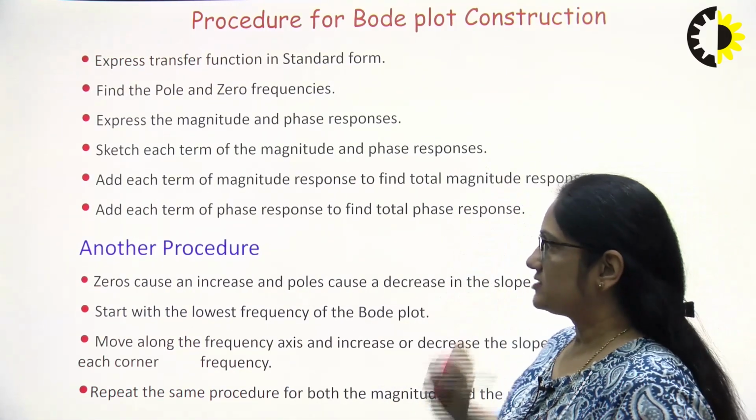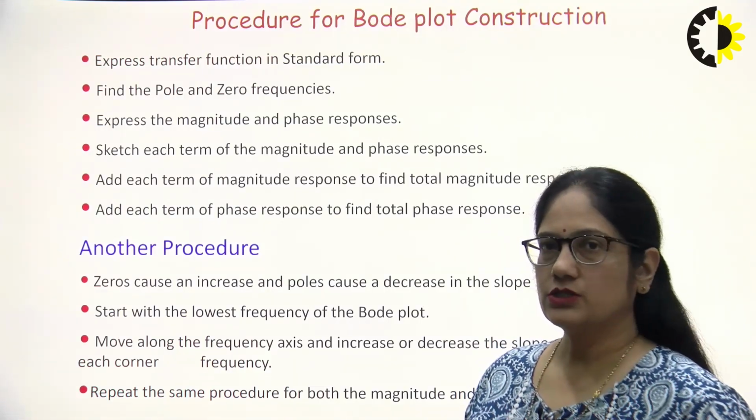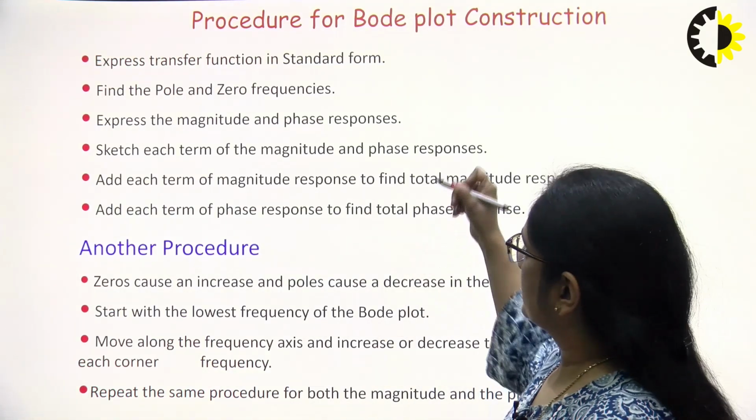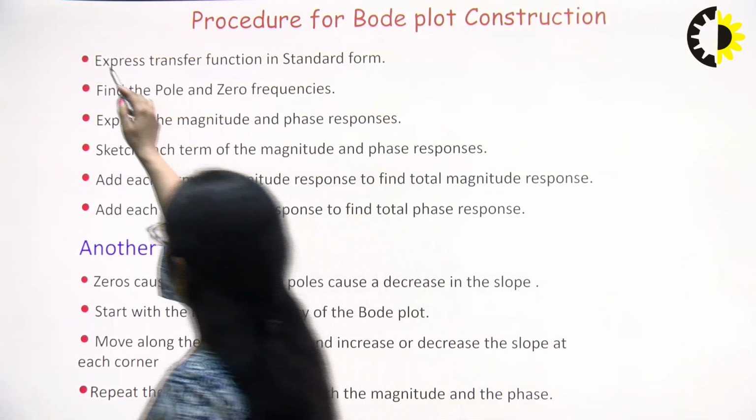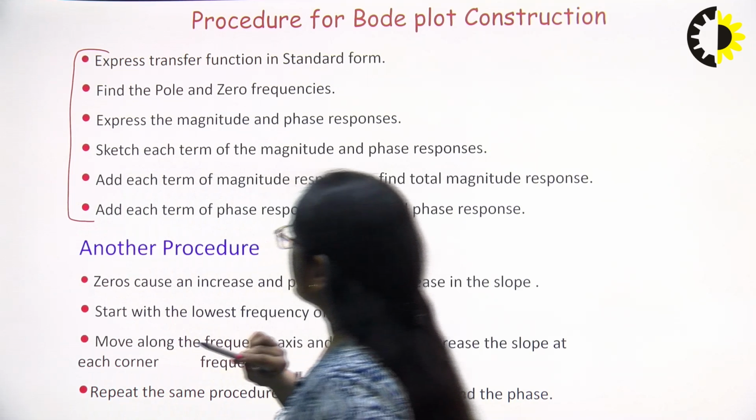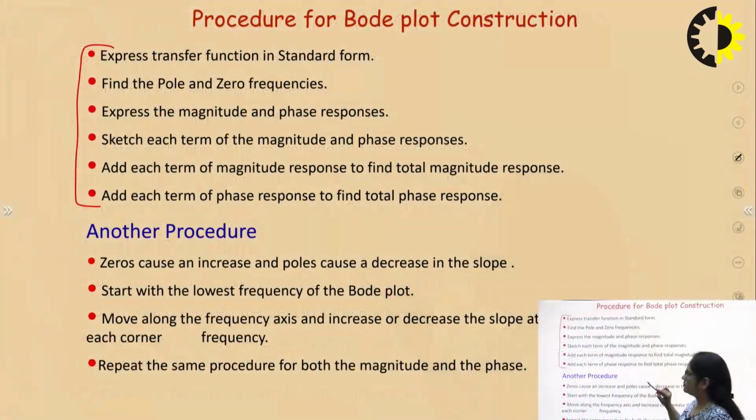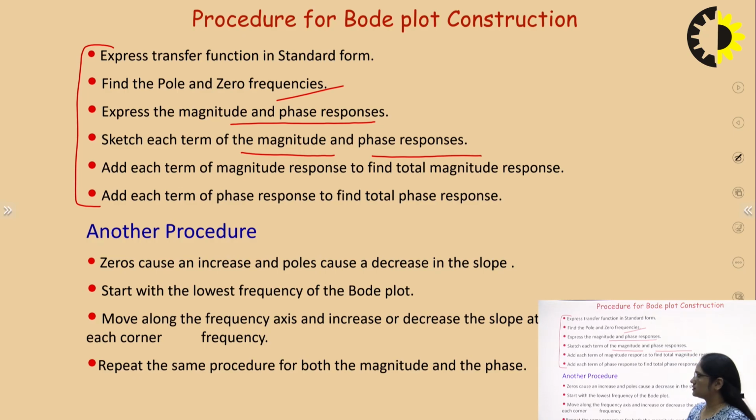So when we sketch the Bode plot, we have a certain procedure to follow. There are two ways you can do that. One procedure is this: we express the transfer function in the standard form, then identify the pole and zero frequencies. Then we express the magnitude and phase responses, and we sketch each magnitude and phase response on semi-log graph paper, and each term of the magnitude and phase response is added to get the total response of the system.